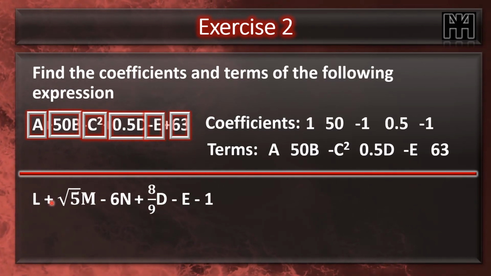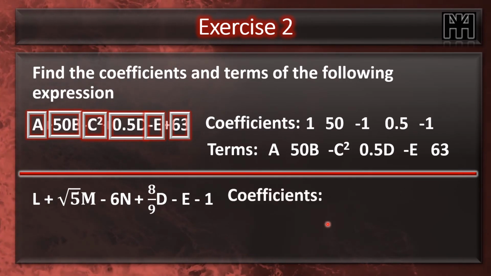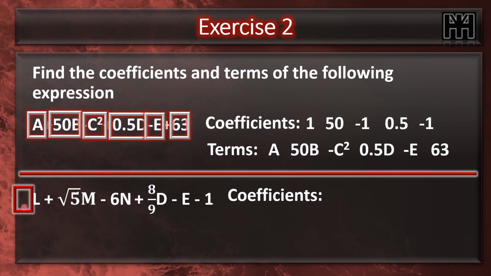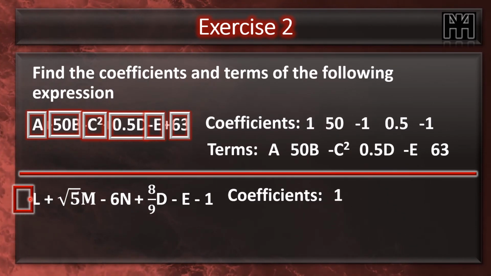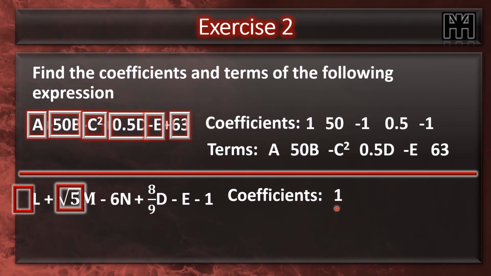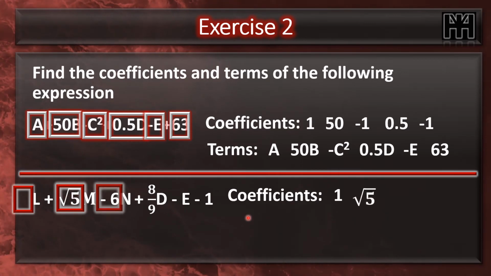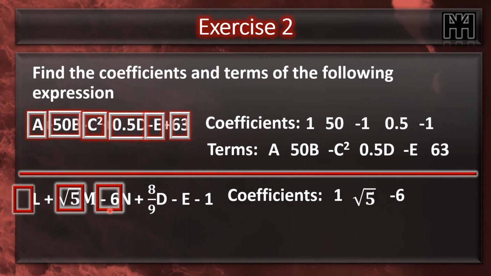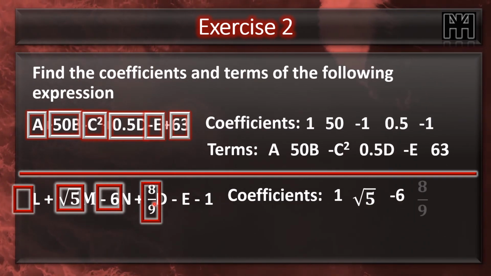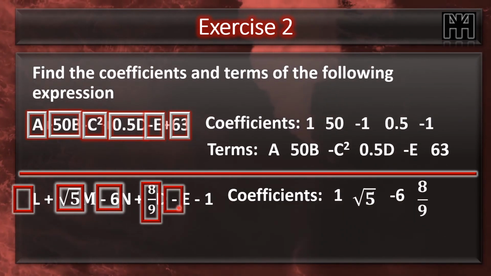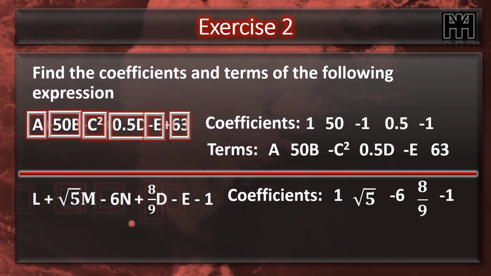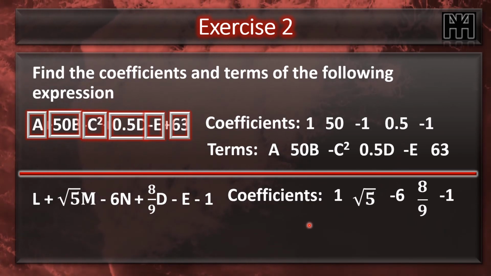let's find the coefficients first for this expression. We have 1, the ghost, don't forget the ghost, 1 multiplied by L, we have square root of 5, negative 6, don't forget the sign, negative 6, and 8 over 9, then negative 1 in front of the e, and that's it for the coefficients.